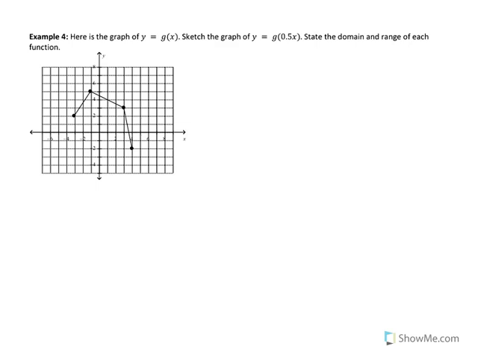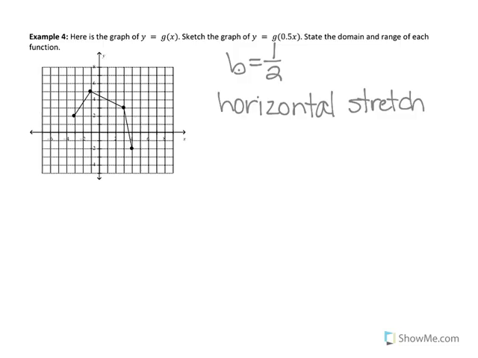So let's do a practice question. We're going to do g of x is f of 0.5x. So our b value is 1 over 2, which is 0.5. So we are going to have a horizontal stretch. And I know it's a stretch because for horizontals, between 0 and 1, it's a stretch, and outside of 1, it is a compression. And it's going to be by a factor of 2. So the reciprocal of this.